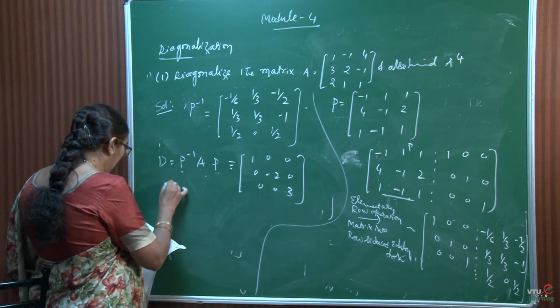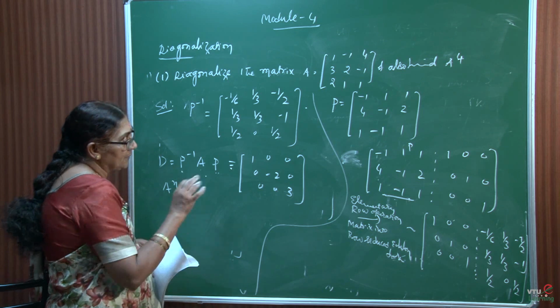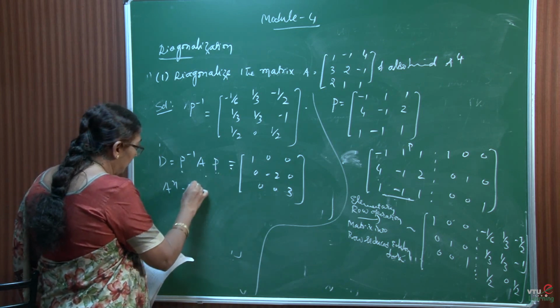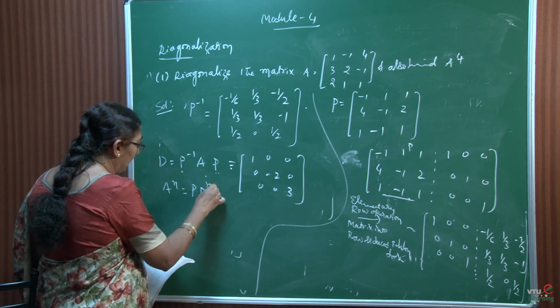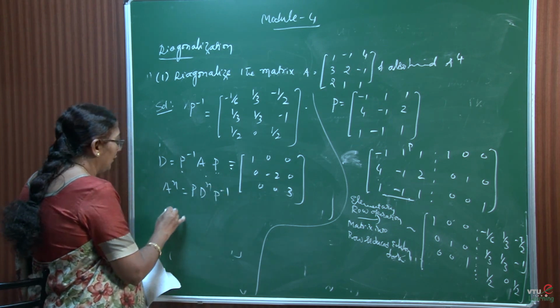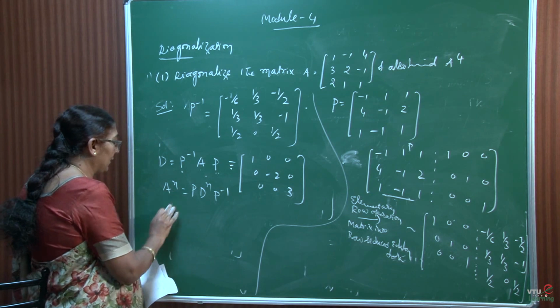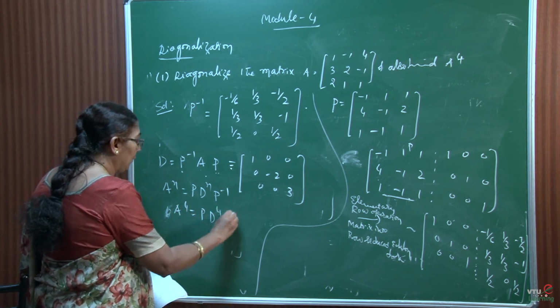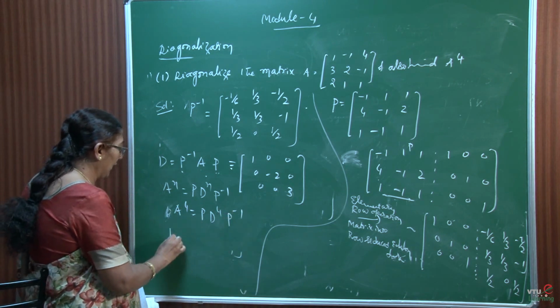Now, what is the A power of n formula? I told you just a few minutes before. The formula for non-symmetric is P into D power of n into P inverse. You have D, no? What we are expecting here is A power of 4. What is A power of 4? P into D power of 4 into P inverse. Therefore, first you find D power of 4.